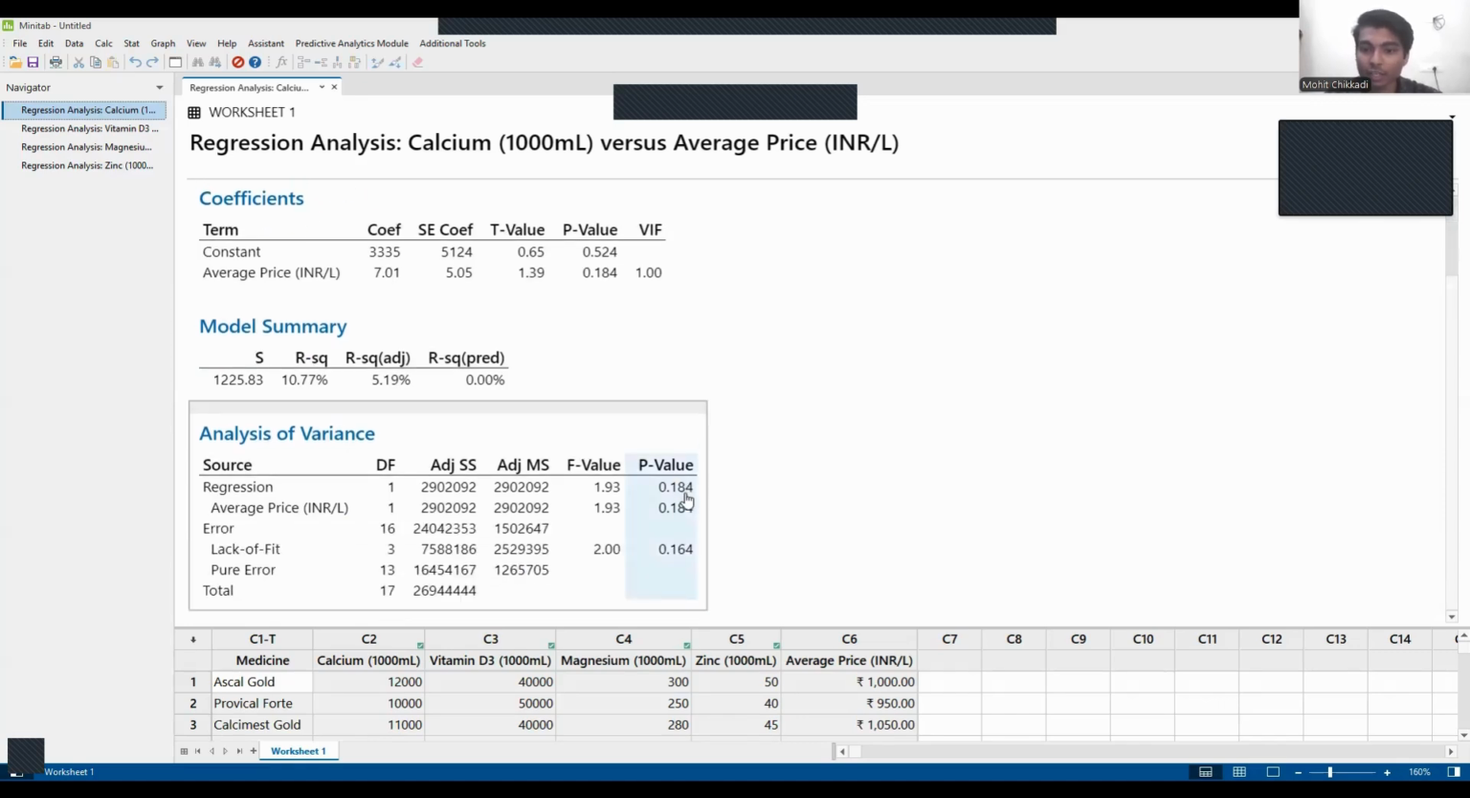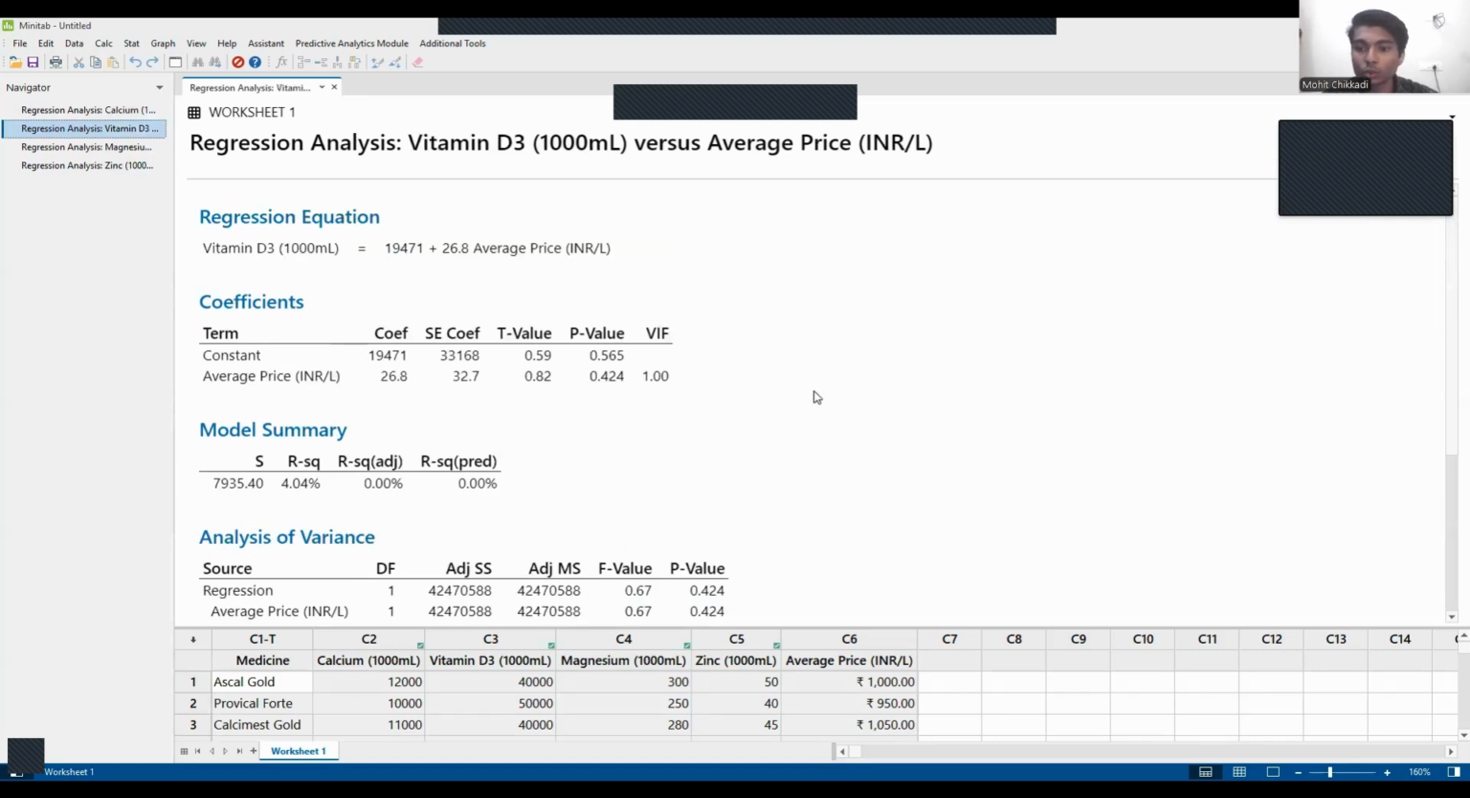Here we can see the p-value. A p-value greater than 0.05 is considered statistically insignificant. Therefore, the relationship between the average price and the content of calcium is negligible, and there is next to no relation between the two. So next we will go to the vitamin D3 analysis versus the average price.